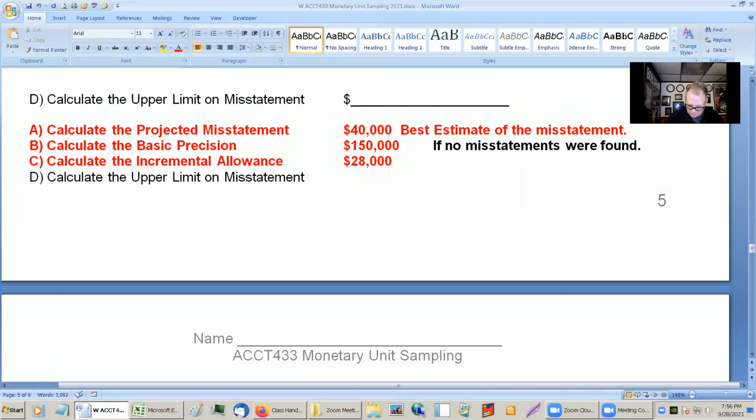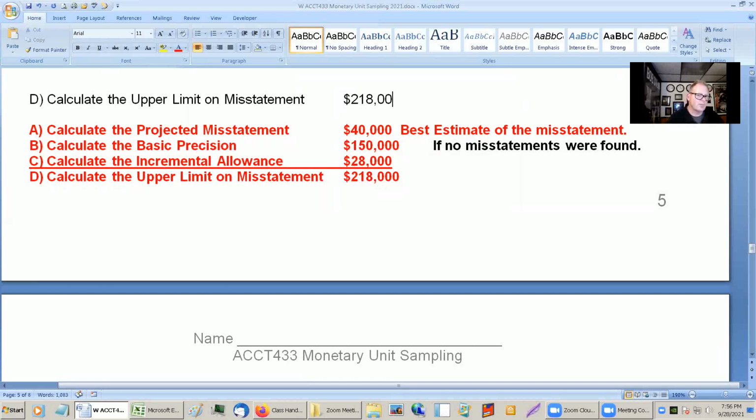218? When you add everything? Is that right? I think it's right. I'm checking it right now. So this is what we're saying, the upper limit. Our best estimate is that it's off by 40,000, but it could be off by as much as 218,000.